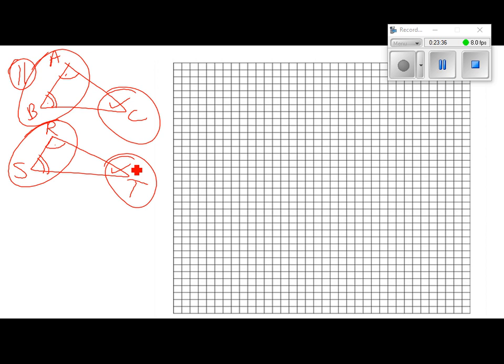Let's make up a number. 80. What's angle A? 80. That means angle R is 80. What's angle B? 20. That means angle S has to be 20. What's 80 plus 20? 100. Subtract that from 180, what's that leave you with for angle C here? 80. What's 80 plus 20? 100, what's that leave you over for angle T here? 80.